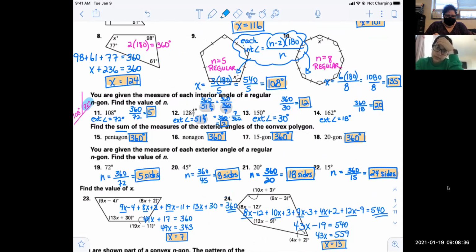Okay. For the sum of the exterior angles, it's always 360. The sum of exterior angles is always 360. And then again, for finding the number of sides, if they give you the exterior angle, it's the same thing we're doing up here, except that they've already given you the exterior angle. You can just divide 360 by that to figure out how many there are. The number of sides is the same as the number of interior angles, the same as the number of exterior angles, the same as the number of vertices.